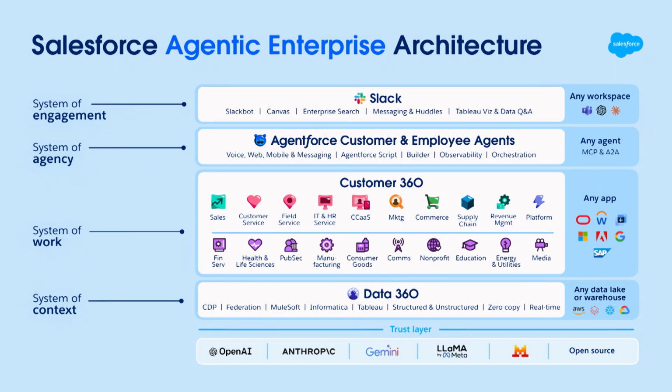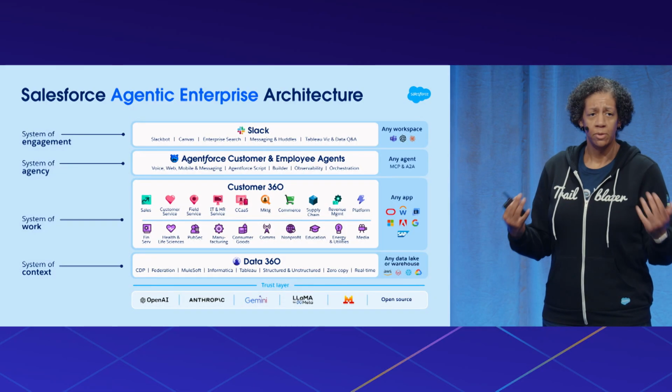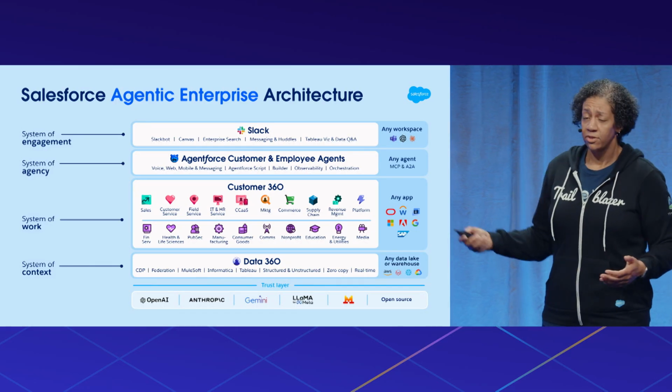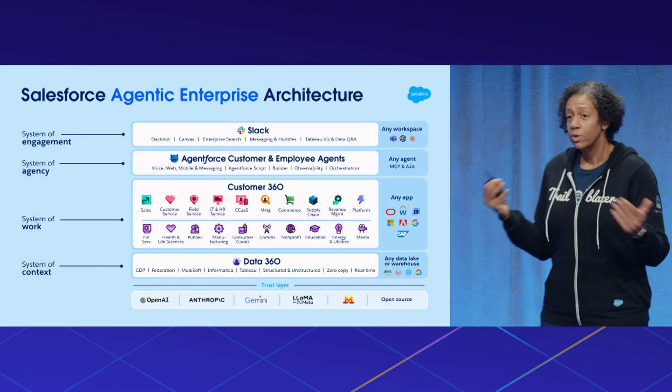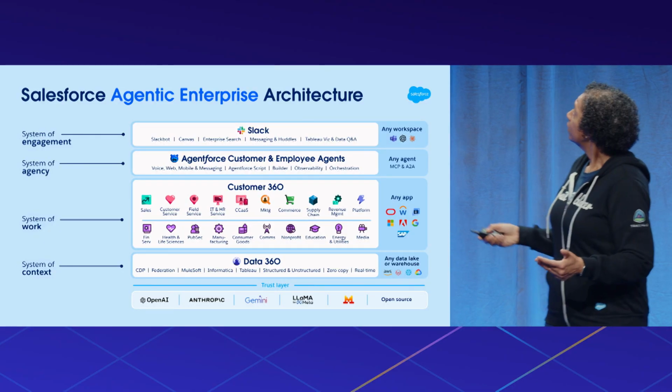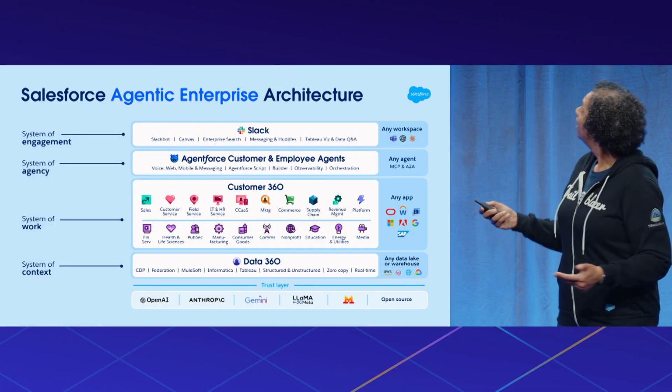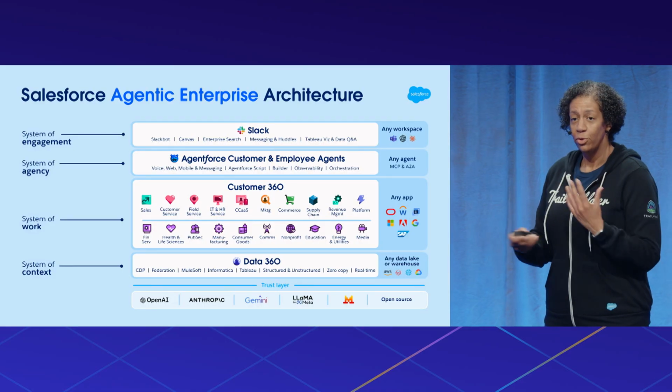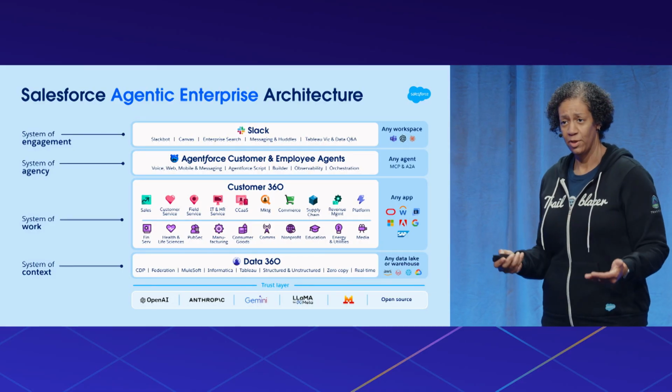It's your first layer. So we're talking about all of your data, right? And of course, we talk about Data 360, but you can connect any of your data points to Data 360. Maybe a data lake, data warehouse. That's where you're unifying all of your data together. It could be structured or unstructured. Your next level is your system of work, and that is where the core platform lives. It's where all of your clouds live as you start to expand. Then you have your system of agency. This is where your agents live, where they do their work, sometimes autonomously, sometimes with a human in the loop.